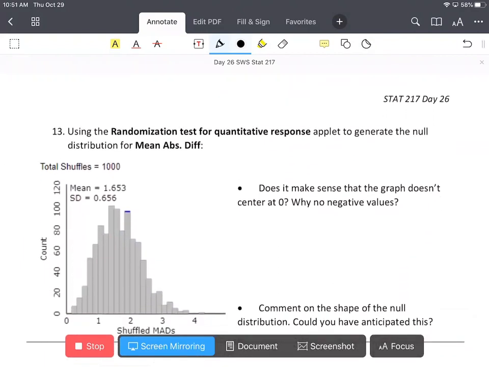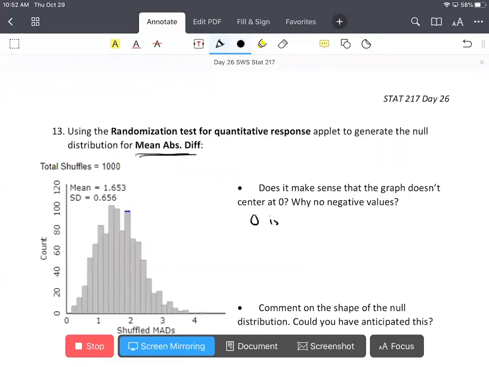We can also use the same randomization test for quantitative response. You're going to notice you go to the left-hand side of the screen, I believe it is, and you can choose which of these tests you want to use. And what about the mean absolute difference? So that was number 2 that we used. Does it make sense that once again the graph doesn't center at 0? Why no negative values? Well, remember, it's the same idea as before.